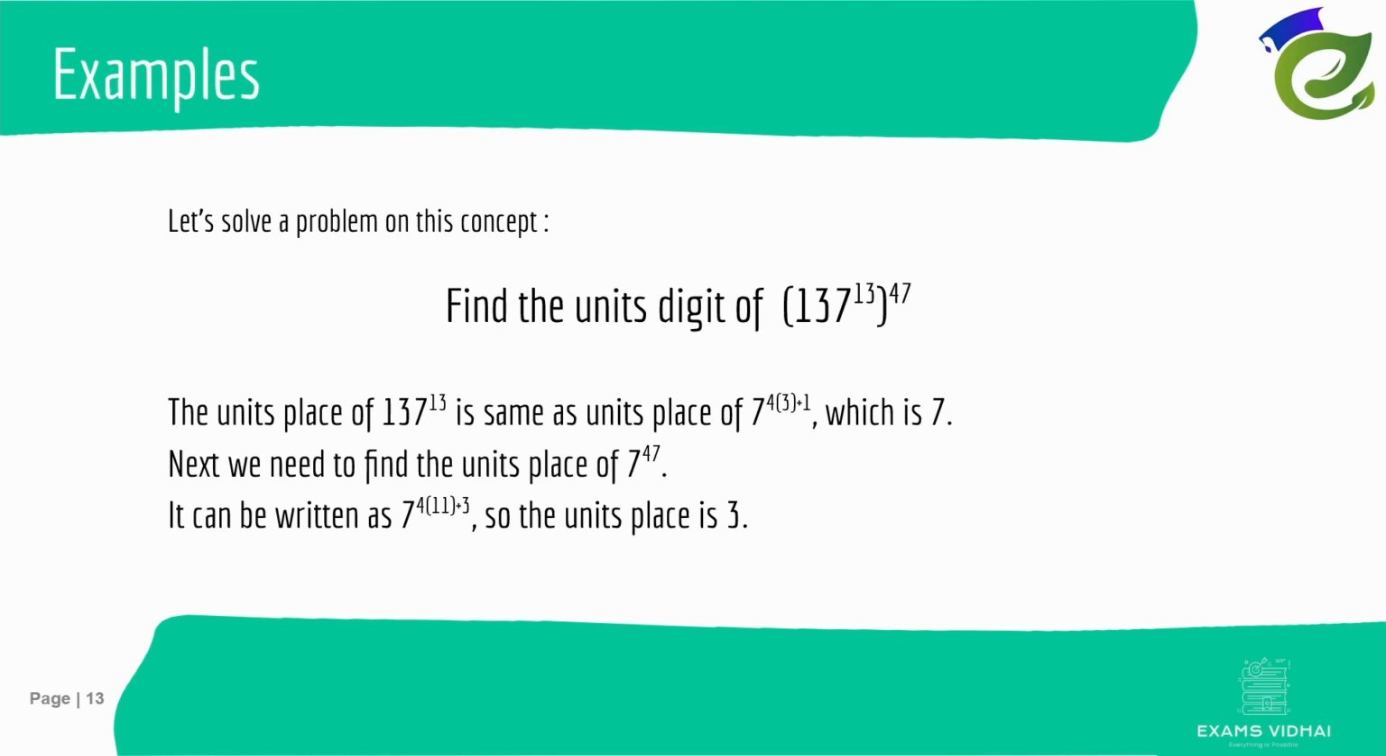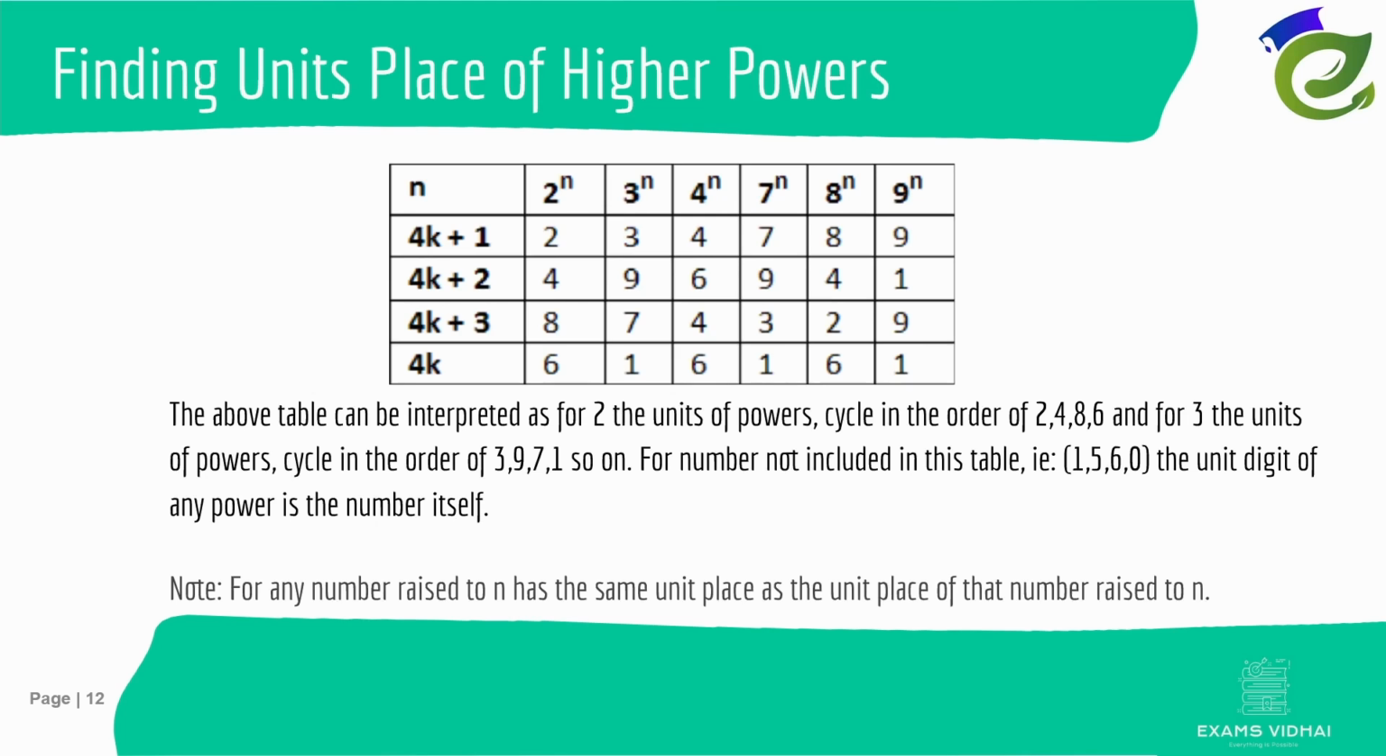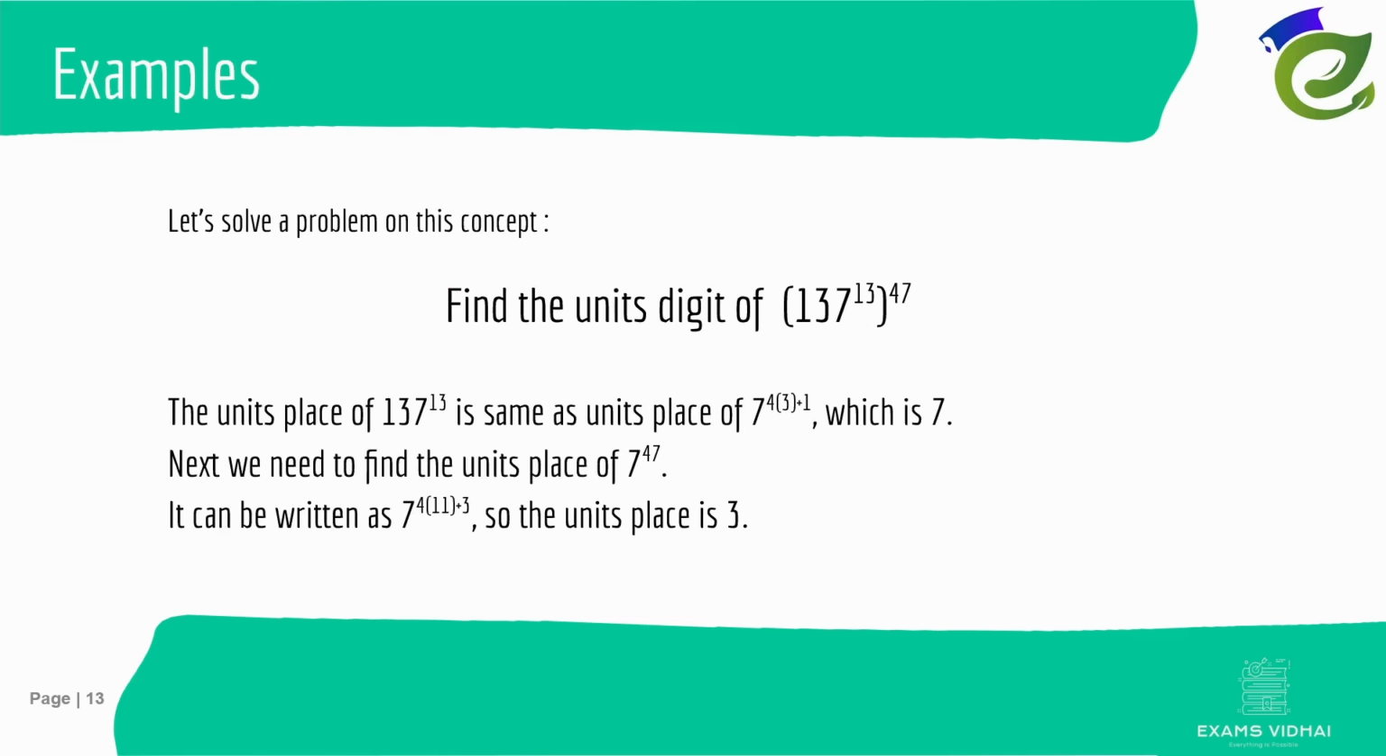Next, we have to find the units digit of that number raised to the power 47. So it would actually be the units place of 7 power 47. And 47 can be written as 4 into 11 plus 3. So you need to know the units place of 7 power 4 into 11 plus 3. And as you can see over here, the units place would be 3. So your final answer, the units digit of 137 power 13, whole power 47, would be 3.